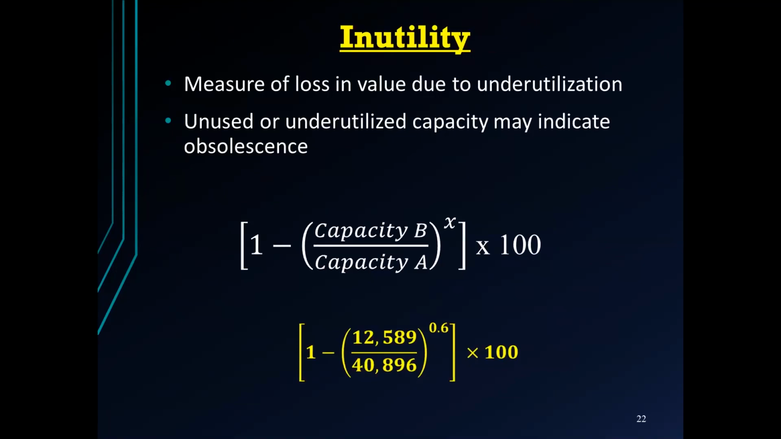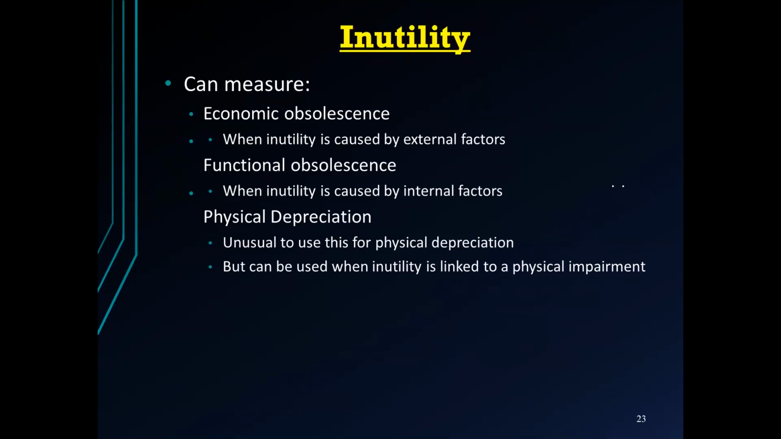1 minus, if you had actual production of 12,589, expected production would be something like 40,000. And then you have that scale factor, and you can turn that into an inutility factor for an adjustment. But what it's comparing is what a property should produce versus what it's actually producing.